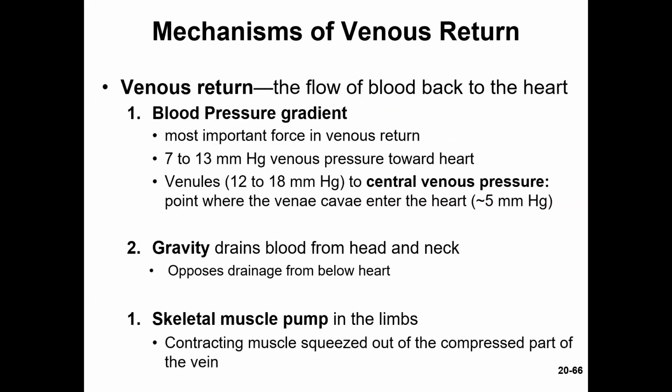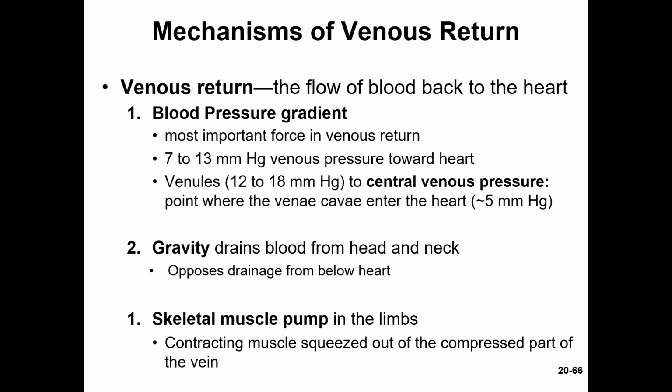So let's talk a little bit about venous return. Venous return is the blood flow back to the heart. The blood pressure gradient is the most important force in venous return. It's 7 to 13 millimeters of mercury, the venous pressure toward the heart. The central venous pressure is the point where the vena cava enters the heart, and this is at 5 millimeters of mercury.